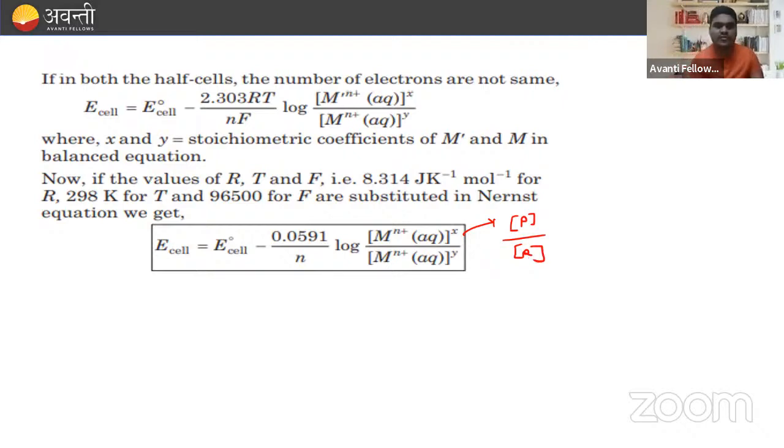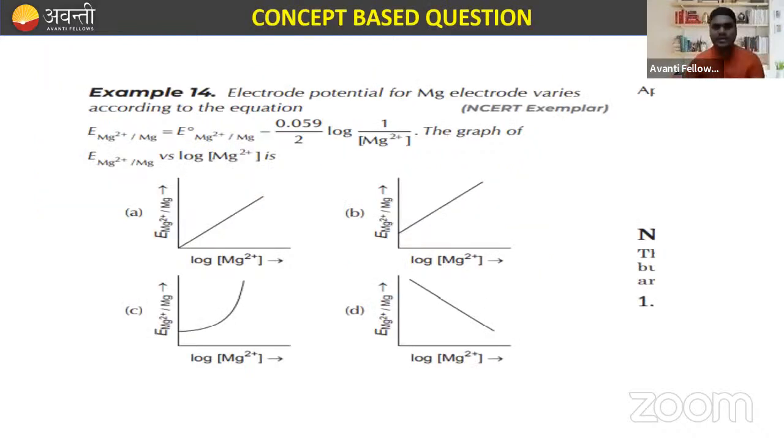This is the formula we are going to use for solving numericals. The EMF of the cell is equal to E° cell, which we calculate as E cathode minus E anode, and thereafter minus 0.0591/n, where n is the number of electrons, times the log of the concentration of the product upon the reactant. This is how we can calculate it.